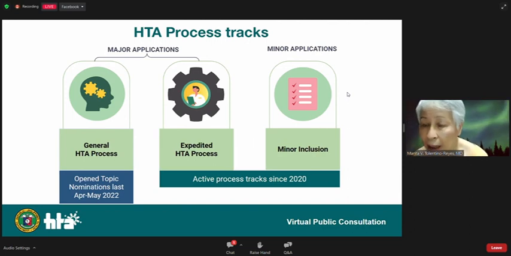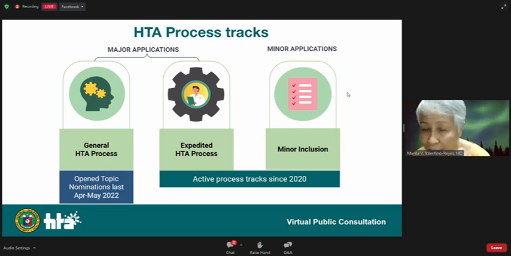All right, from the beginning, we had two HTA process tracks, or health technology assessment process tracks. We have the major applications and the minor applications. Under major applications, we have the general HTA process and the expedited HTA process, whereas in the minor applications, we have the minor evaluation. Now, the expedited process and the minor inclusion process were very active in the last 2.5 years because of COVID.